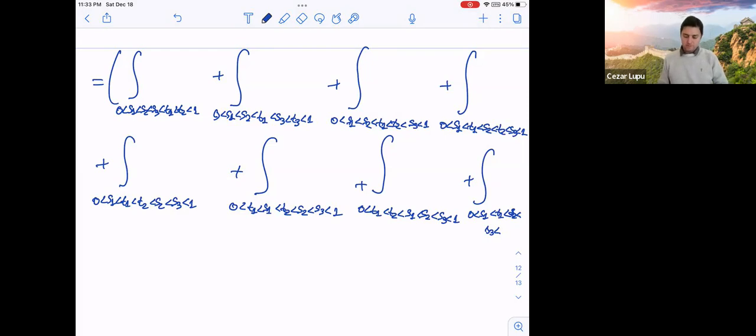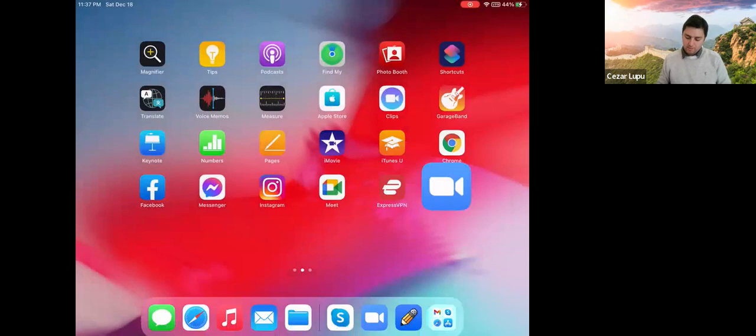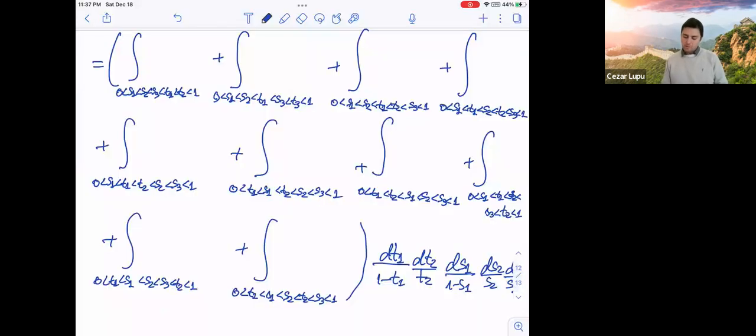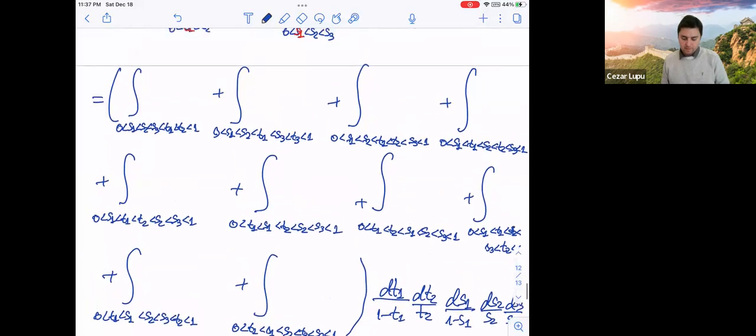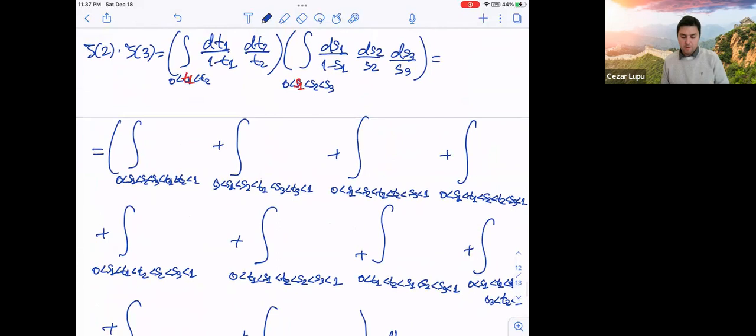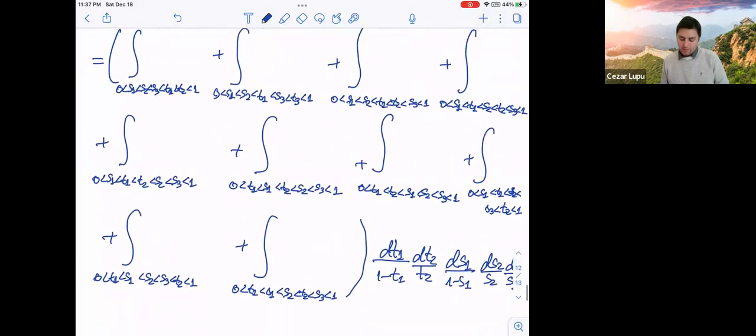So we have these 10 integrals. And this is dt1 over 1 minus t1, dt2 over t2, and ds1 over 1 minus s1, right? All right, so we said that when we multiply these two single zeta values, zeta of 2 and zeta of 3, in weight 5 this time, we have these 10 integrals.